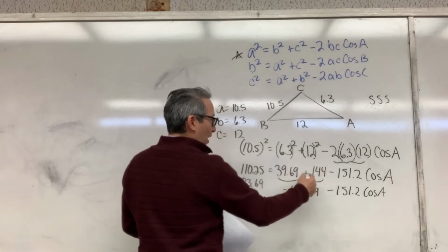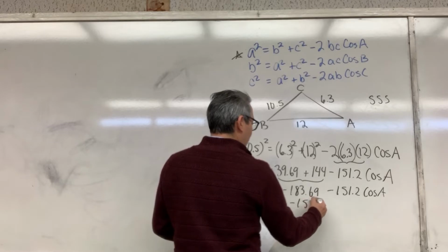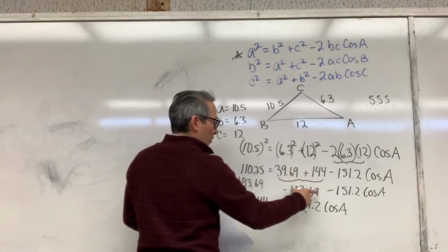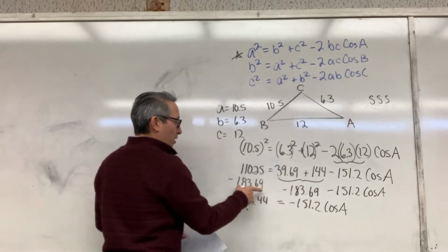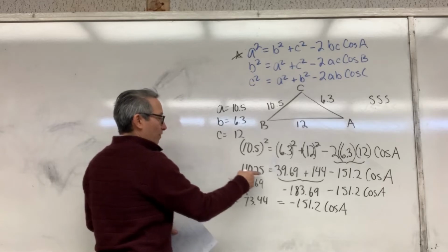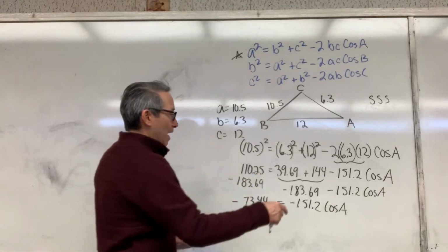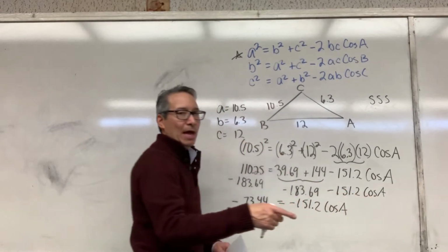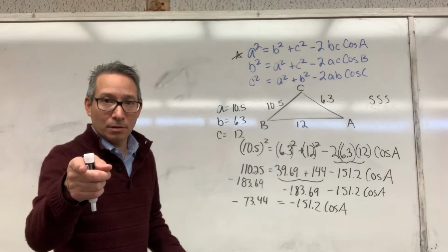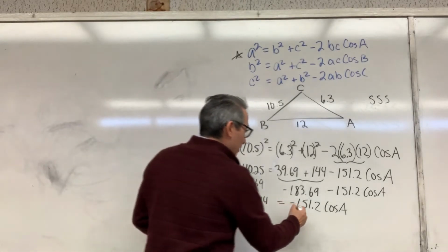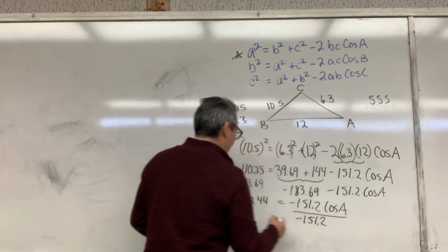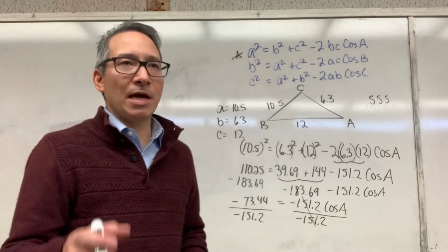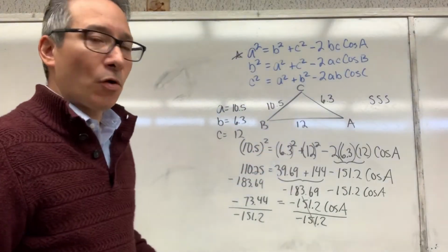Equals, well, this is gone, but I still have my negative 151.2 cosine A. What I did here is I took this part of my equation, subtracted 183.69 from this side, subtracted 183.69 on this side, and 110.25 minus 183.69 gives you negative 73.44. And you're realizing, well, why can't I add or subtract the 151.2? Remember, that's a product. It's attached to your cosine A, so you can't add or subtract it out. You're going to have to what? Right, you're going to have to divide it out from that side. So we're going to divide this by negative 151.2 on this side and divide by negative 151.2 on this side. It eliminates the negative 151.2 from the right side of the equation, leaving cosine A alone.